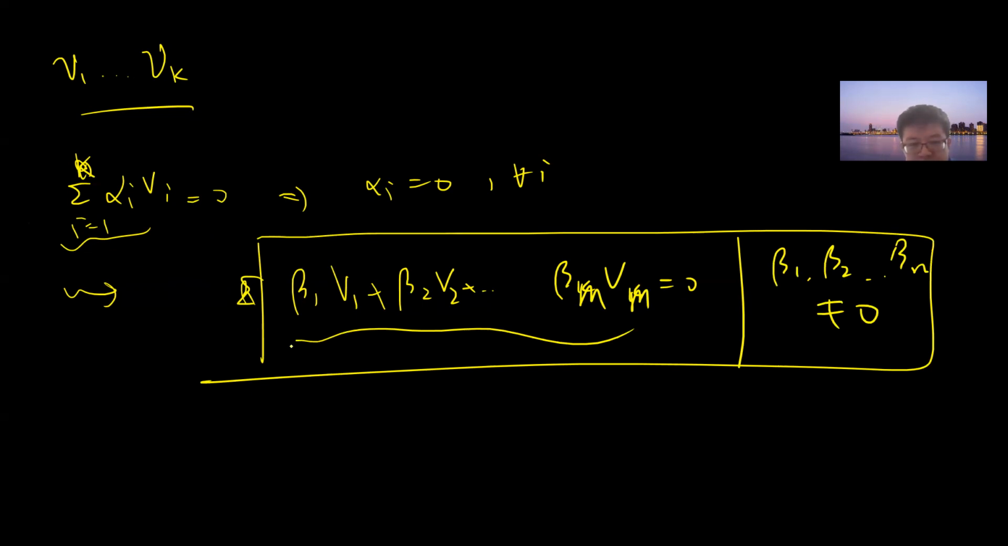Okay, so now everything is trivial, right? We just act with T, so if I apply T, we get beta_1 lambda_1 v1.